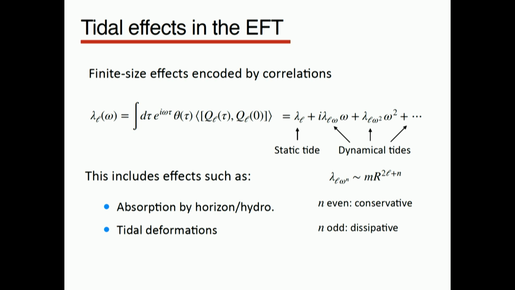So these effects encode dissipation. This encodes both the dissipative properties of the horizon, say things like absorption by the horizon of the black hole, or by the hydrodynamic modes of a star or a neutron star, and the tidal deformations, how it behaves, what is the conservative response in an external field. And again, we can power count these coefficients, and they have some very simple power counting in terms of powers of the size of the object.